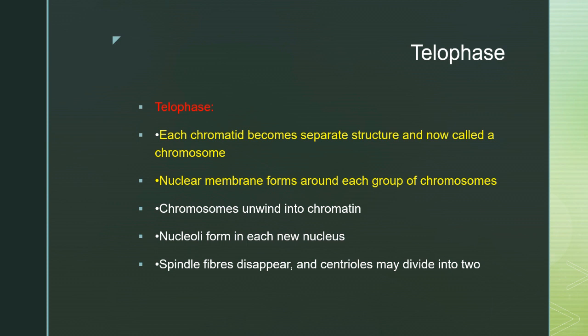Now telophase. Telophase is when each chromatid becomes a separate structure, and is then called a chromosome. So they're on their own. The nuclear membrane will then reform around each group of chromosomes, so there'll be 2 different groups. The chromosomes will then unwind into chromatin, and the nucleoli will form in each new nucleus. So basically you'll start to see all the features you had in interphase coming back. The spindle fibers will then go away, and the centrioles will divide into 2.